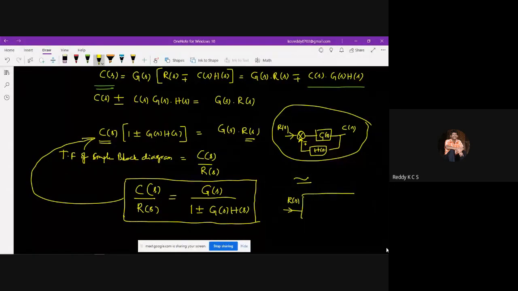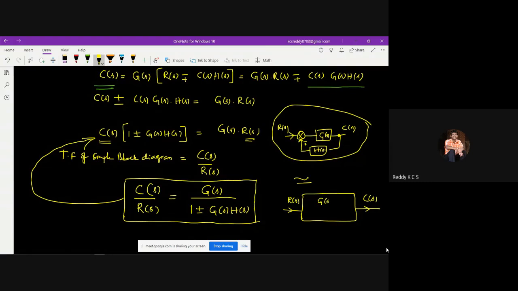So complete, I can change it into a simple one block. The whole thing will be, see, I can remove the summing point, I can remove the takeoff point. I have removed the summing point and I have removed the takeoff point. I have removed the one block in the forward path and the one block in the feedback path, and have replaced everything with one single block. So this is equivalent to this.